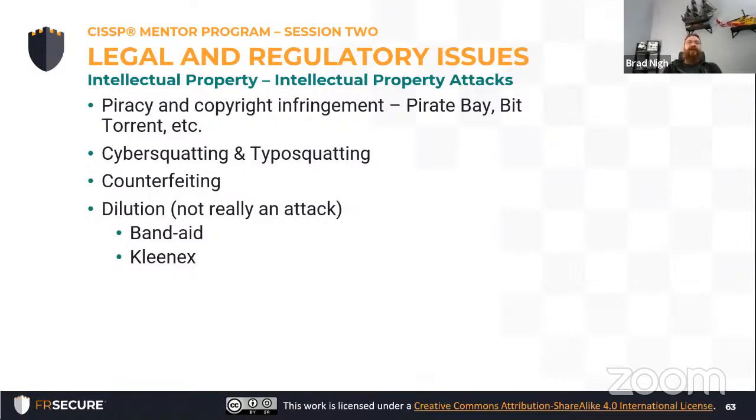And then dilution, which is not an attack, but if you think about it, a Band-Aid is a Band-Aid, right? That was the brand name. Well, now you can go to the store and see 20 different brands, but does anybody call it by what those brands are? No, it's a Band-Aid, right? Same with Kleenex, it's tissue. But you say, a tissue, I need a Kleenex. So it's when something becomes known by that name, right? Googling something is another good one.